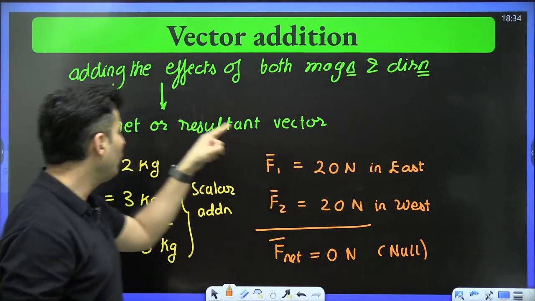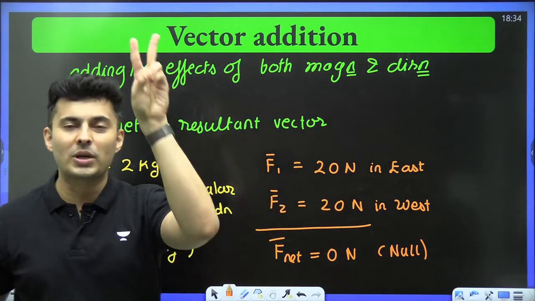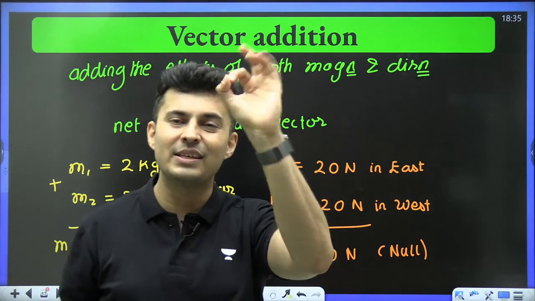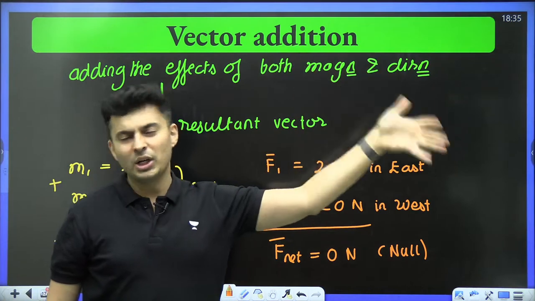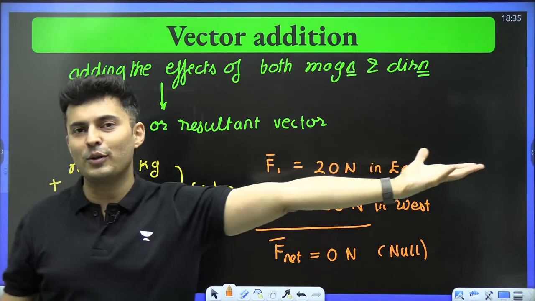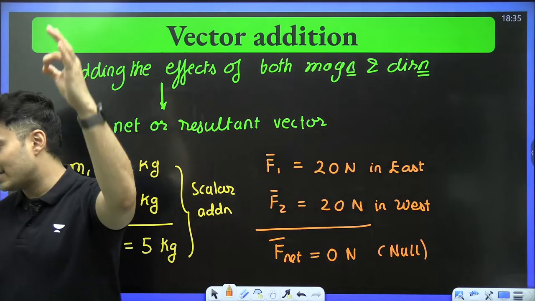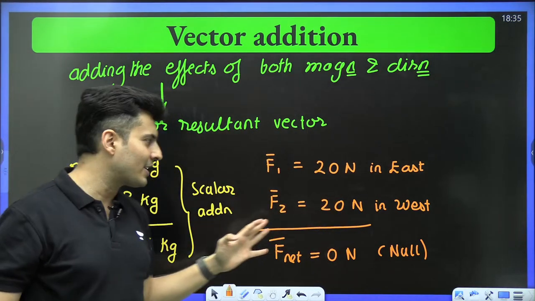Exactly. So now do you believe 2 plus 2 can be 0 in vectors? 2 plus 2 can be 2 also. 2 plus 2 can be something else also. It depends on the direction. Yes, Darwin. Now I'll tell you for any other direction.